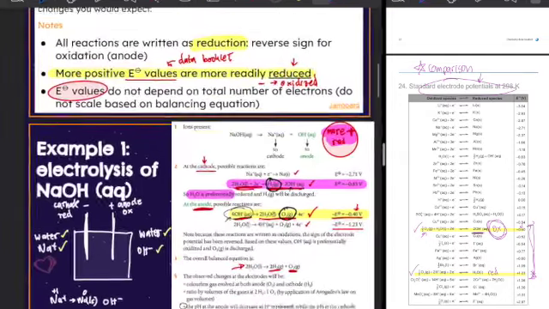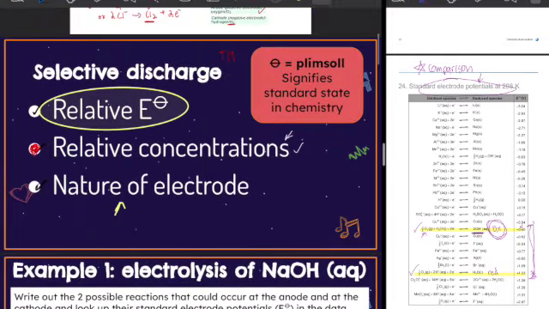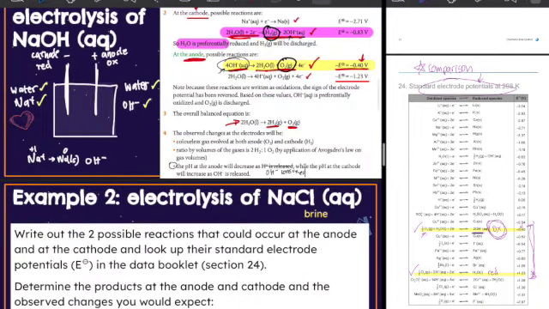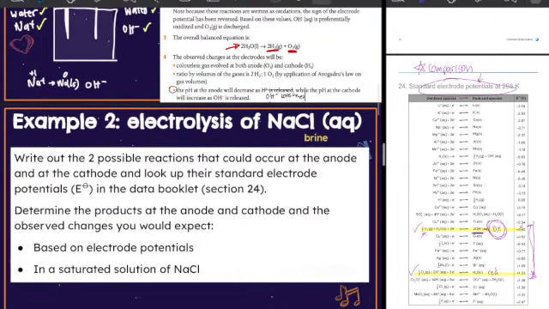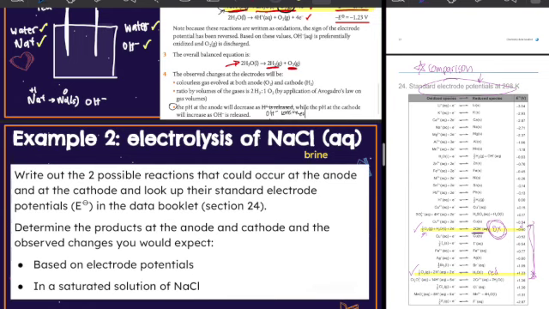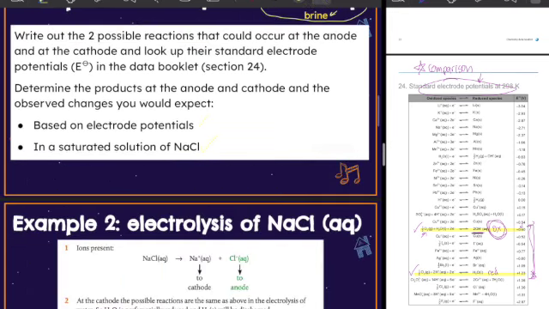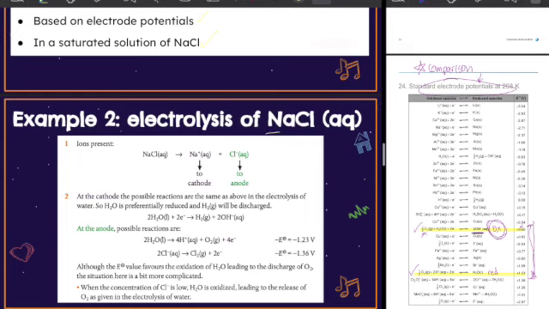All right, so that gives us an example of relative electrode potential. Another example of relative electrode potential, and an example of when it works and when it doesn't work: NaCl aqueous, another very characteristic example of this type of problem. NaCl aqueous, you should know, is also called brine. So we're going to look at electrode potential in a saturated solution. We're going to use NaCl aqueous and do the same thing that we just did.